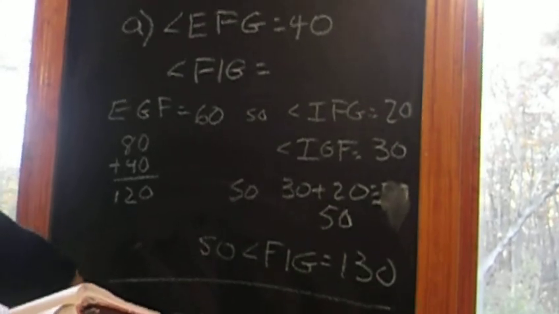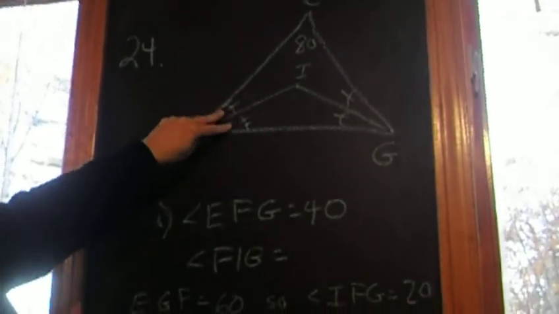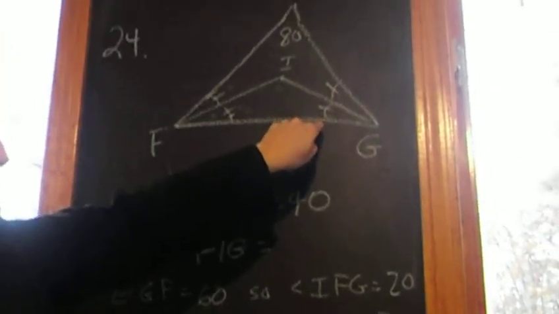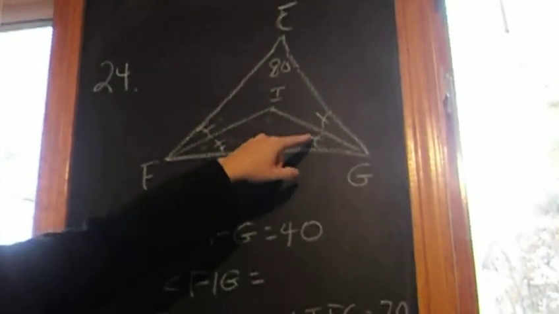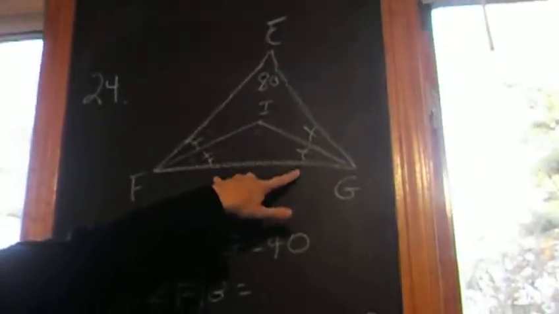Down here they said if EFG equals 50, then that's going to be 25 and 25. If that's 25 and that's 50, that's 80. 80 and 50 is 130. That's going to be 50. Divide that by 2, you get 25. So we get 25, 25. So those are 50. 180 minus 50 is 130.